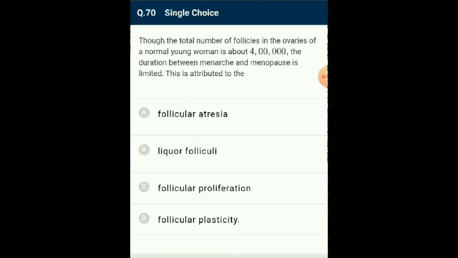Question number 70. Though the total number of follicles in the ovaries of a normal young woman is about 4 lakhs, the duration between menarche and menopause is limited. This is attributed to the fact that the total number of follicles in both the ovaries of a normal young adult woman is about 4 lakhs, out of which approximately 500 eggs mature, because many ovarian follicles at the primary oocyte stage undergo degeneration. This degenerative process of follicles is called follicular atresia, and such follicles are known as atretic follicles. So the answer is option A, follicular atresia.